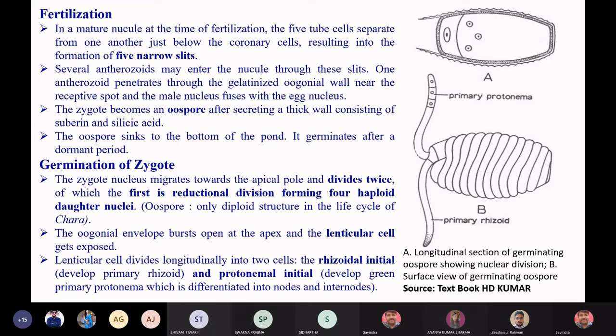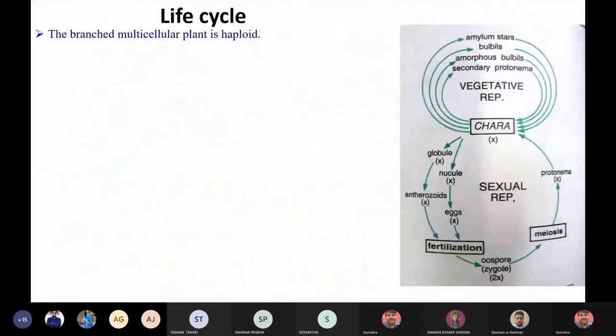It will remain at the bottom of the pond and survive during the unfavorable condition, and when the condition is favorable, it will germinate after the meiosis, and the meiosis will give rise to two initials. One is the rhizoidal initial, which gives rise to the rhizoidal part or the underground part, and the protonemal initial, which will give the above ground part. You will never say aerial part. कंफ्यूजन हो जाता है, कई बार बच्चे बोलते हैं एरियल, एरियल में नहीं होगा, अभी अंडर वाटर ही होगा, बट वन इज इनसाइड मड, वन इज अबव मड.